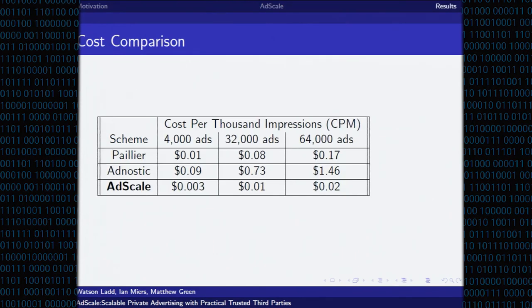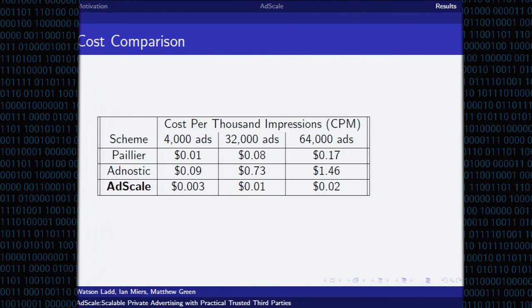All right, let's look at the cost comparison of our protocol to the ones that existed before. So we have a Paillier-based scheme, Agnostic, which is the previous ElGamal-based protocol, and AdScale, our new protocol. What we see is that the costs for Paillier are reasonable, but they quickly grow as the number of ads grows to a point where they're no longer small. For comparison, the amount of money we would be getting is about $1 per 1,000 ads. So it rises up to about a tenth of a thousandth. Whereas AdScale stays a very small amount of money. So it's below 2% of revenue.